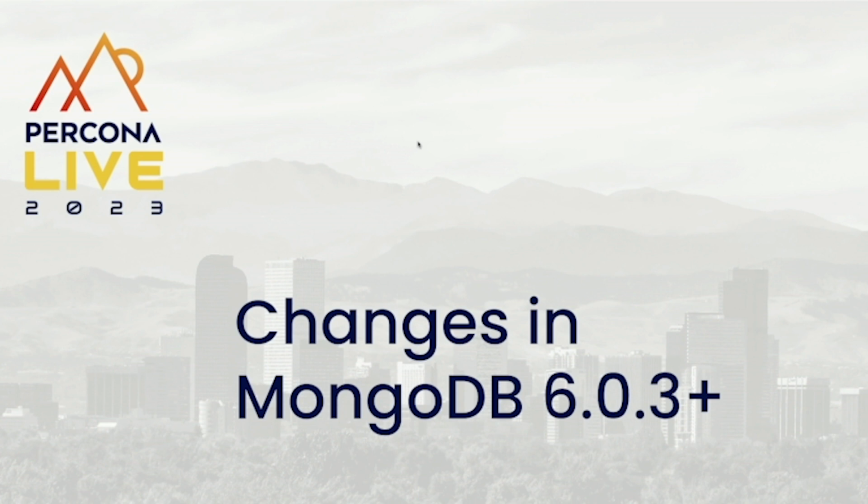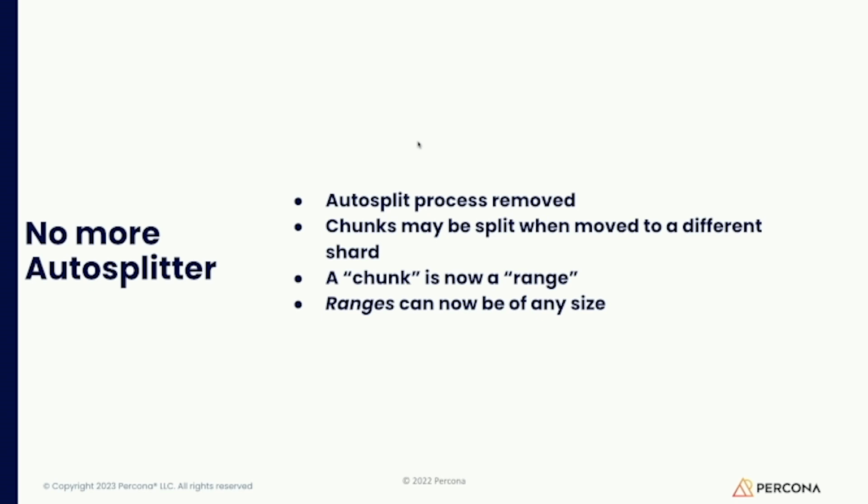Some of the changes that appear in the newest releases of MongoDB. As I said before, the autosplitter is no longer running, okay? The only case where chunks may be split is if the balancer decides to move them to another shard. In that case, there might be a split happening, but there's no longer the old autosplitter process. And the chunks are now referred to as a range instead. So now ranges can be of any size. The idea is that the balancer is now trying to balance according to data size on each of the shards rather than the number of chunks, which was the old behavior, okay?